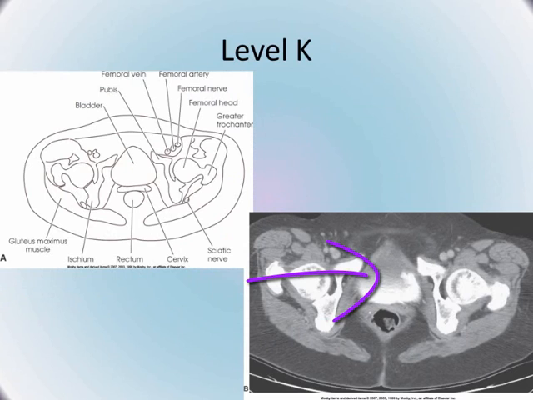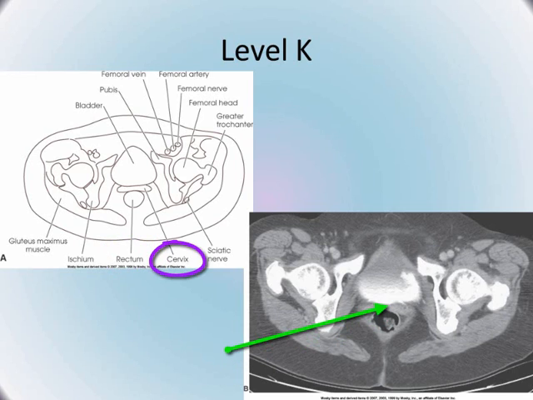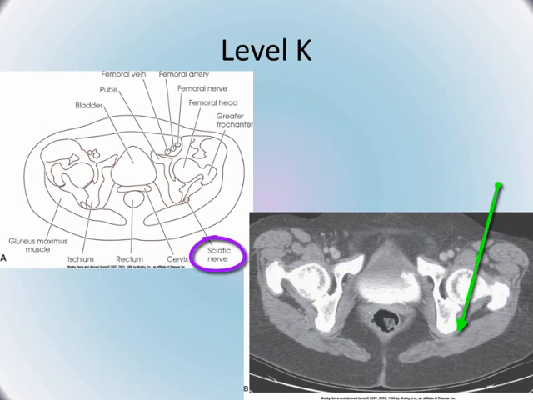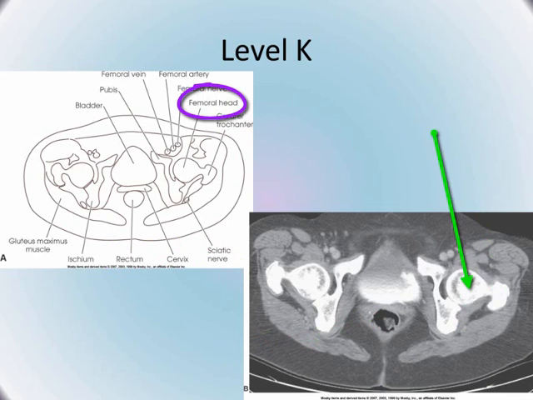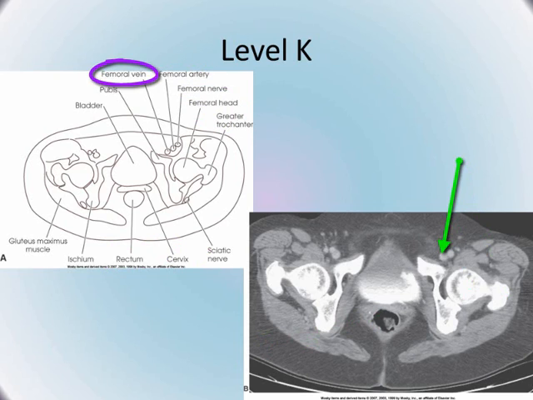At level K, it looks like a Hershey's kiss. The bladder is what looks like the Hershey's kiss. It has contrast media in it. We're looking at the gluteus maximus muscle, the ischium, the rectum, the cervix, the sciatic nerve, the greater trochanter, femoral head, the femoral nerve, femoral artery, femoral vein, and the pubis.